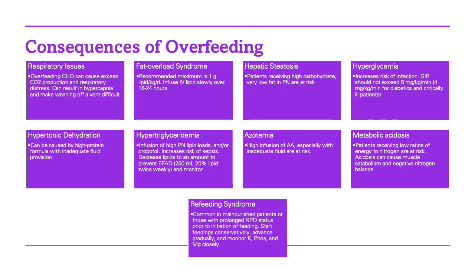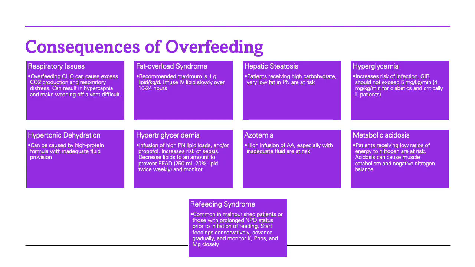Our glucose infusion rate, remember, should not exceed 5 in most cases, or 4 for diabetics and critically ill patients. Hypertonic dehydration can be caused by a high protein formula with inadequate fluid provision. Hypertriglyceridemia: infusion of high PN lipid loads and/or propofol could cause this, and it increases the risk of sepsis. So we want to decrease lipids to an amount to prevent essential fatty acid deficiency and always be monitoring.